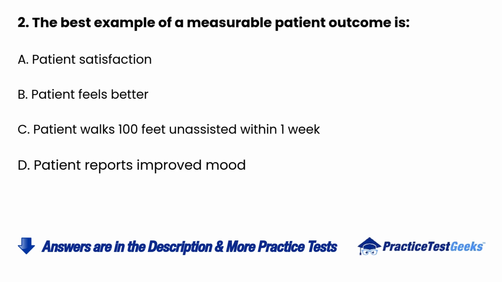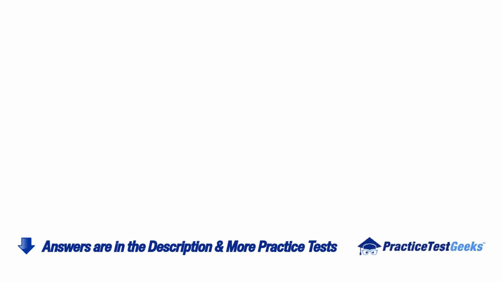2. The best example of a measurable patient outcome is A. Patient satisfaction. B. Patient feels better. C. Patient walks 100 feet unassisted within 1 week. D. Patient reports improved mood.